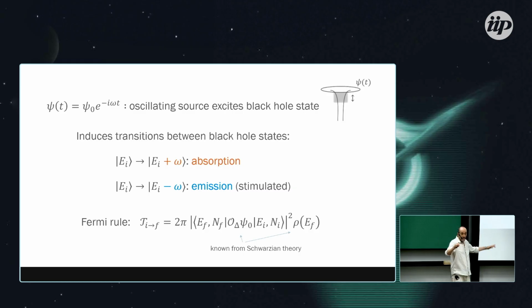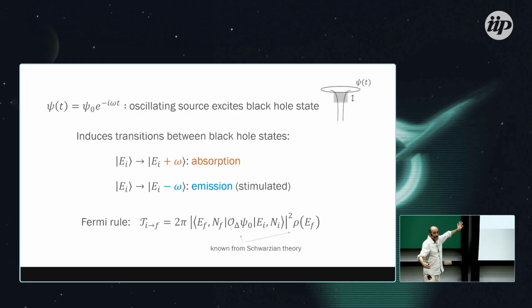Then you send this wave. It's a wave that's oscillating. These oscillations are going to interact with the mouth of the throat, and they are going to excite it. You're kind of driving your black hole with some frequency, and then the black hole is going to respond by transitioning between states. The black hole can absorb radiation, or it can also emit radiation, stimulated emission. This is simply induced by the source at the boundary of the AdS2 region.